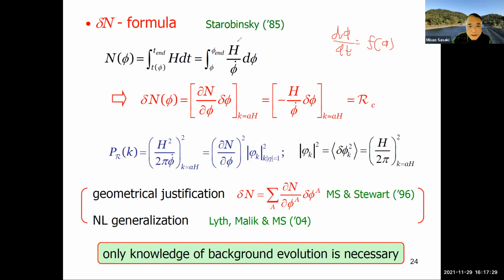Then if you take the variation of N with respect to phi, and consider a small variation delta N due to a small variation of the initial value of phi, you find this formula exactly. Since this is the lower limit, you have the minus sign here, and because of this H over phi dot, this becomes just delta phi. And this is exactly the formula for the relation between the flat slicing delta phi and the comoving slice curvature perturbation.